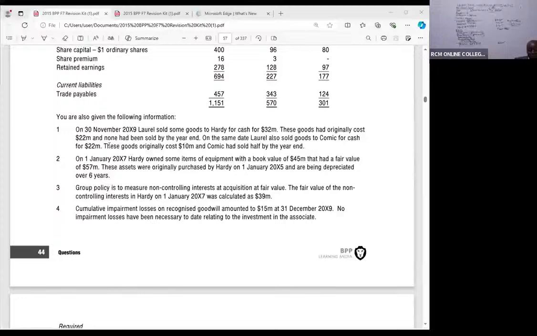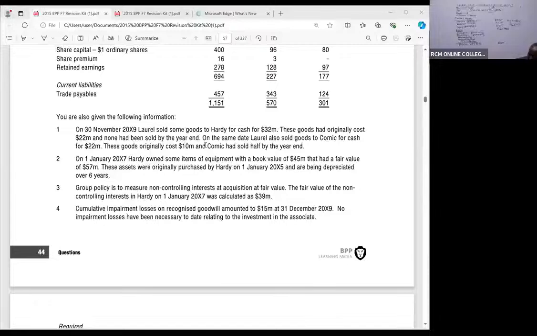Oh, sorry, there is something here. On the same day, Laurel also sold goods to Comic for cash for 22 million. These goods originally cost 10 million. You see, Comic in this case is an associate. All this information about the associate is noise in terms of group consolidation. We shall handle this later.